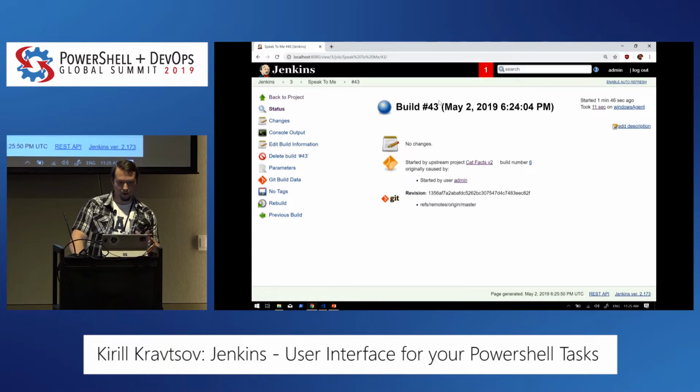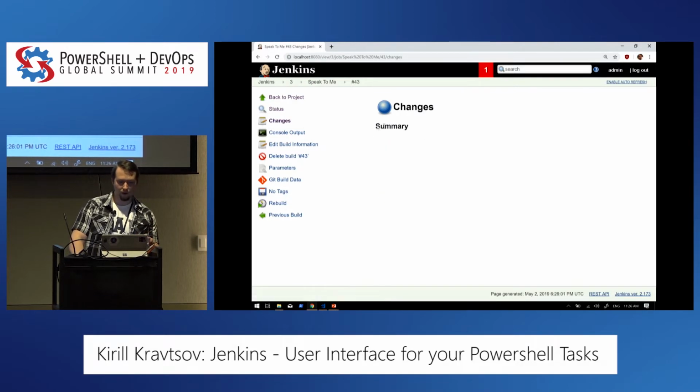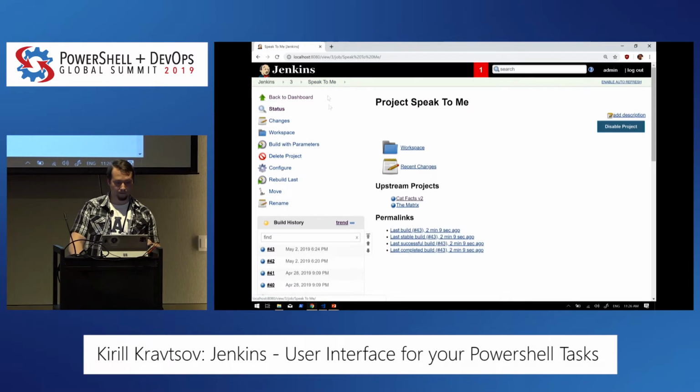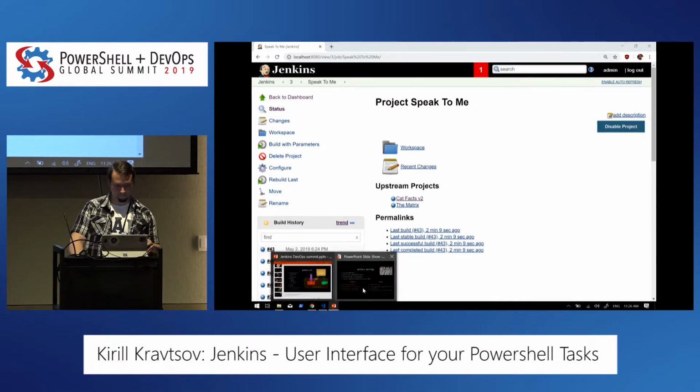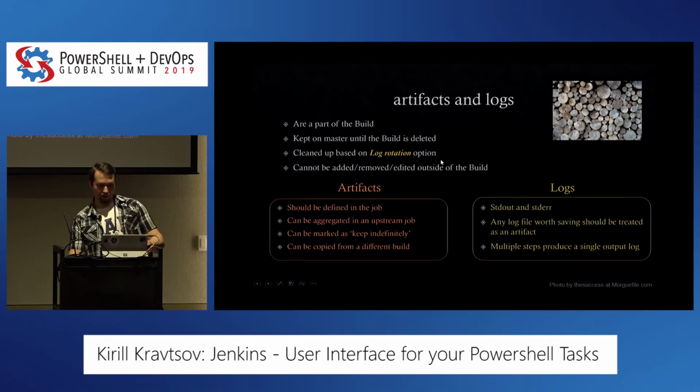Yeah, so you can go inside the build itself and then see the execution history, the changes. There is a change button. It will show nothing because I never updated Git with anything. But for one of the previous versions where I actually pushed some code to Git, it will show me the last commit message. And that's it for the artifacts and logs.